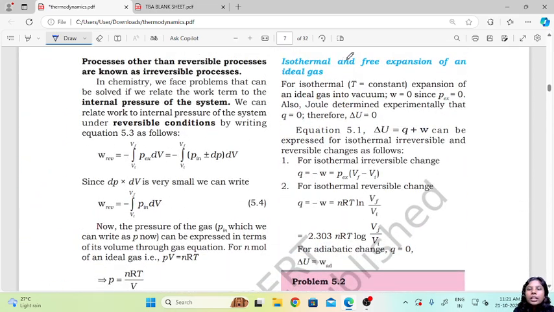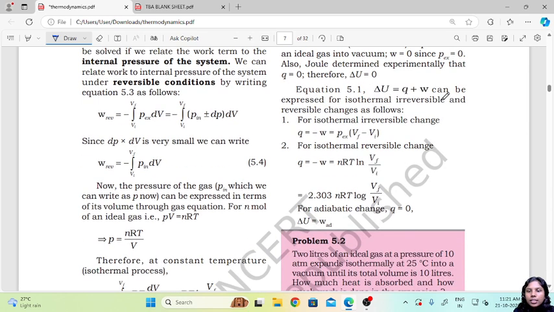Now, isothermal free expansion of an ideal gas. For isothermal expansion, where we say temperature is constant, of an ideal gas into vacuum, W will be equal to 0, since P external, that is pressure external, is also 0. Also Joule determined experimentally that Q is 0, therefore if Q is 0 then delta U is also 0. So the equation delta U equals Q plus W can be expressed for isothermal, irreversible and reversible changes as follows.